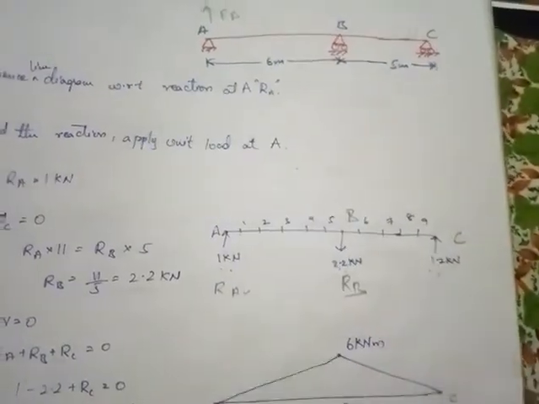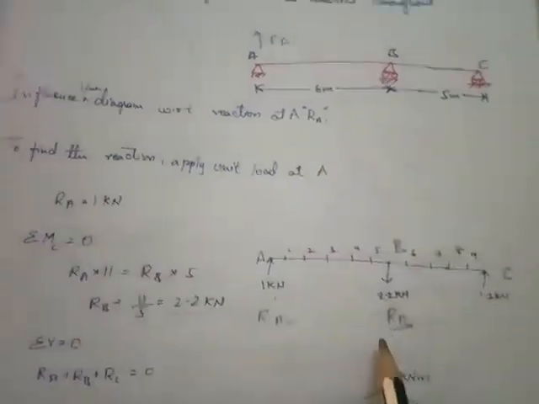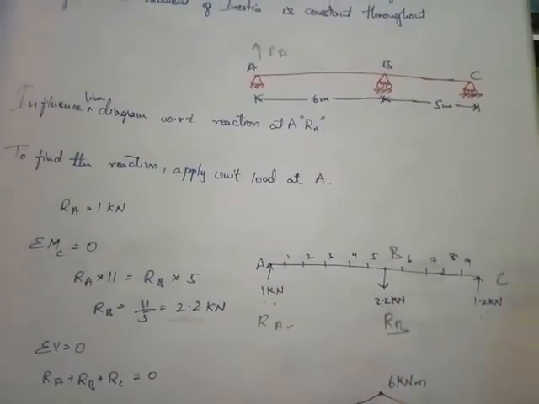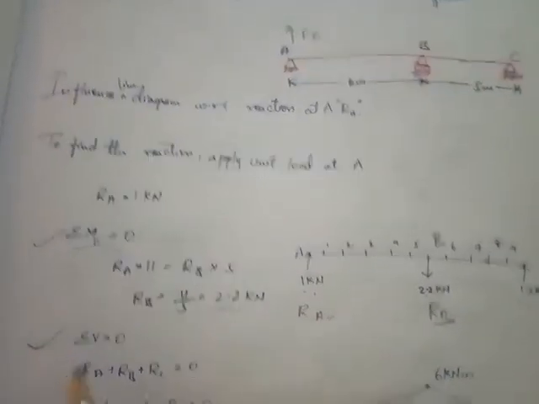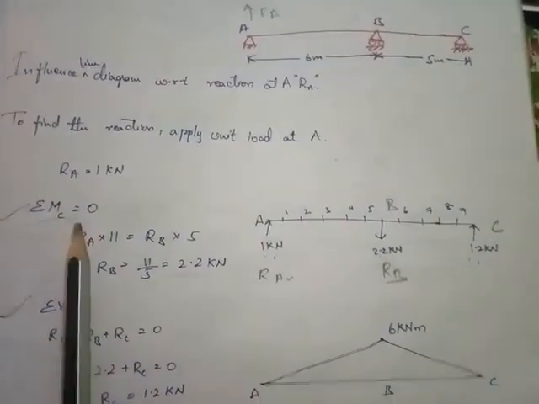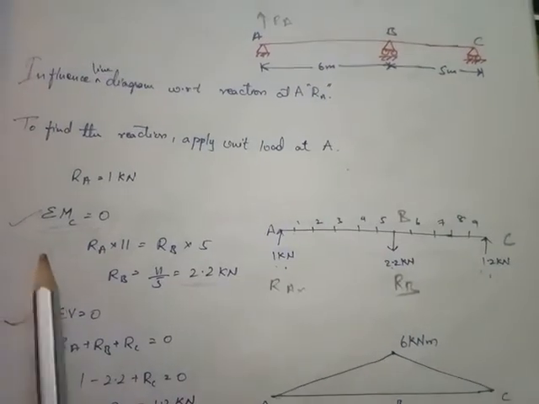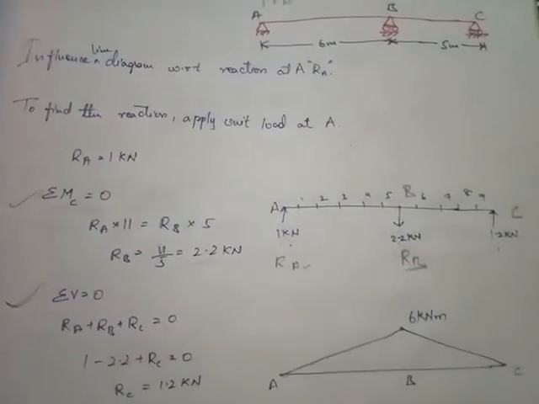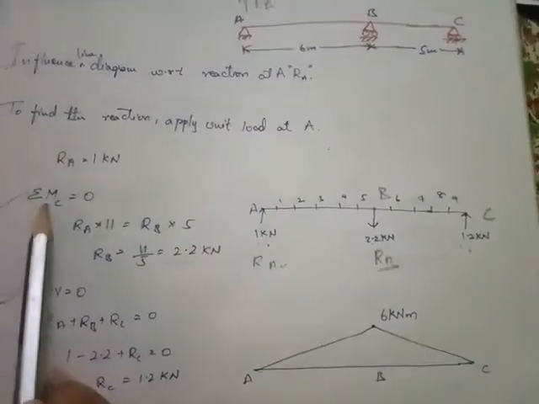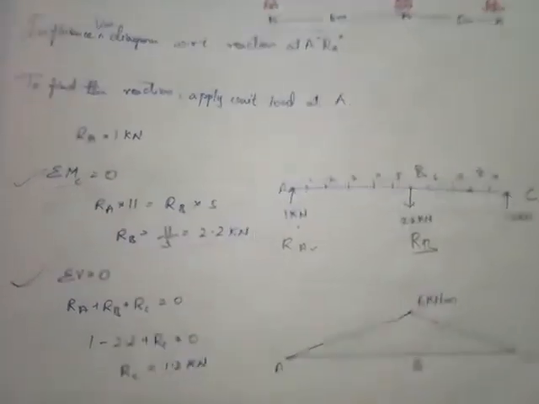To find the value of RC, we know that the sum of the forces acting on the frame is equal to 0. These are nothing but the equilibrium equations. Okay, you need to know the sum of forces along the vertical direction is equal to 0, the sum of forces along the horizontal direction is equal to 0, and the sum of moments about any point is equal to 0. We are applying the same condition.